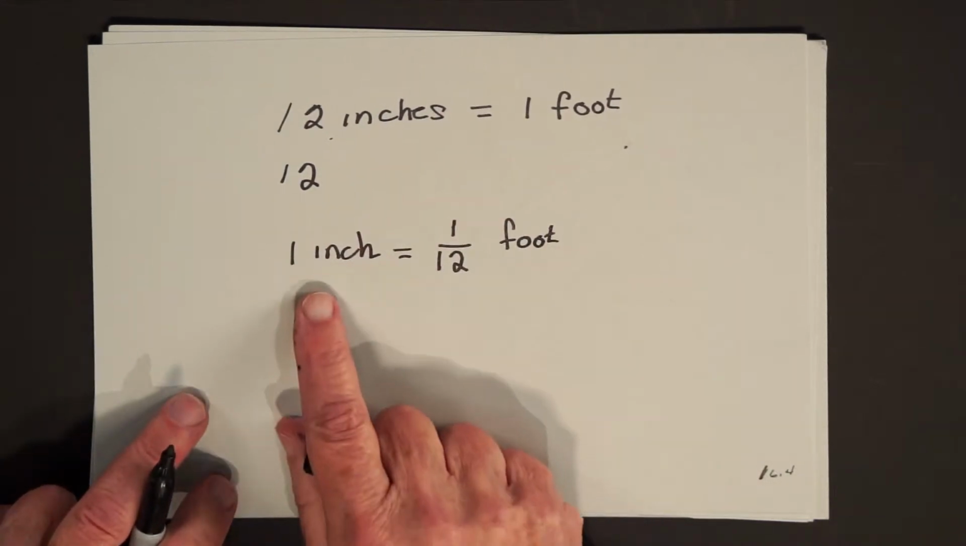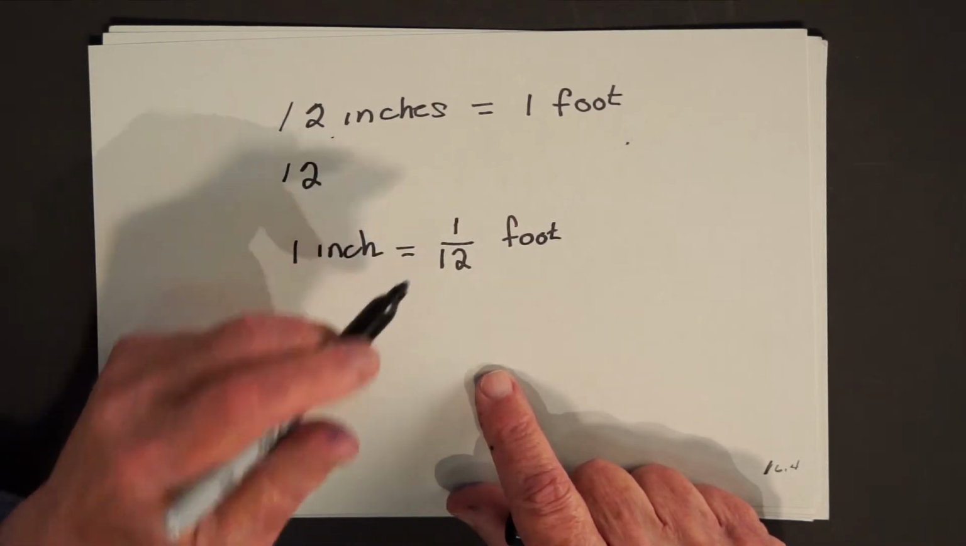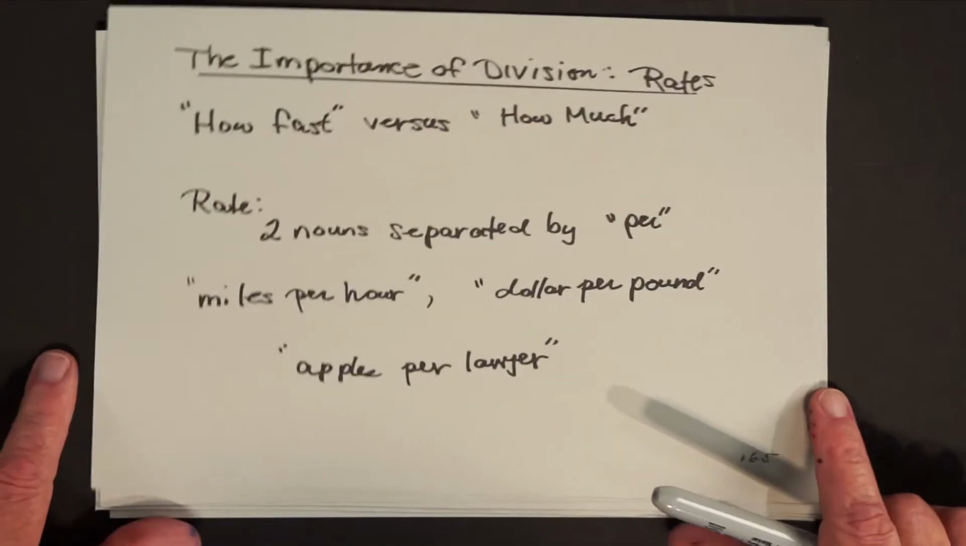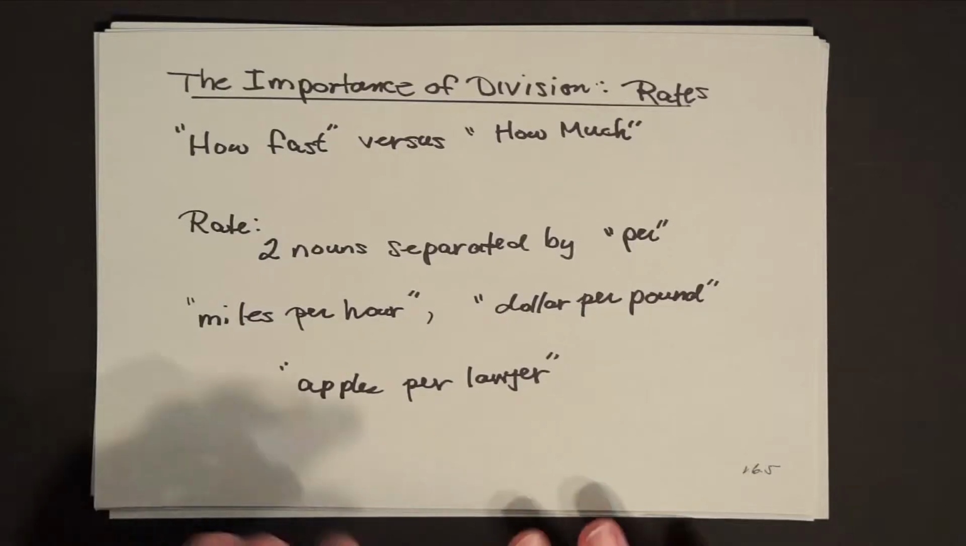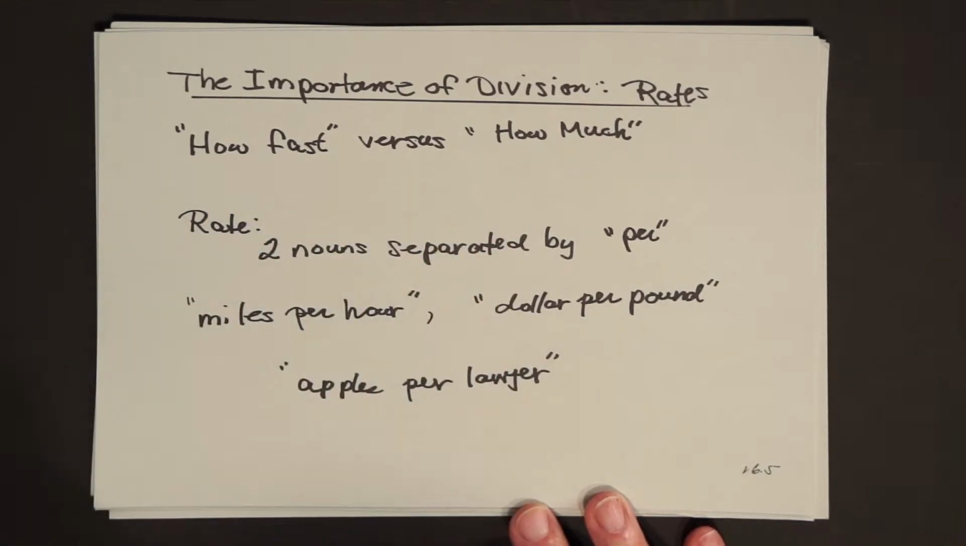So if the implied noun is inches, we have to deal with 1/12 because that's the only noun that we're allowed to use, because there were no nouns appearing. Okay? Now, the importance of division comes up very, very important. You know, it's interesting. Division is the last operation we learn of the big 4, but it's usually the most important. Many, many times you worry about how fast versus how much.